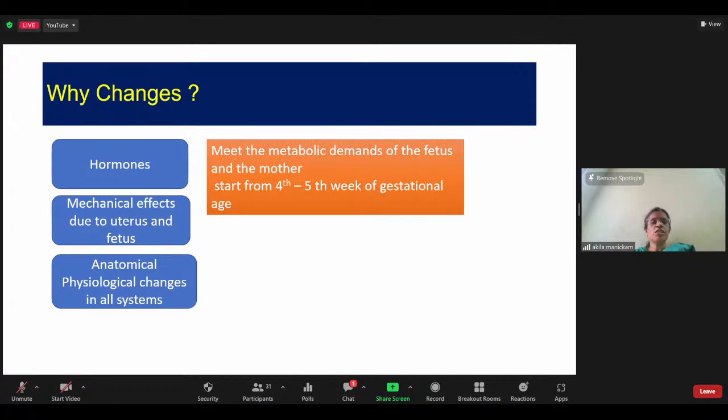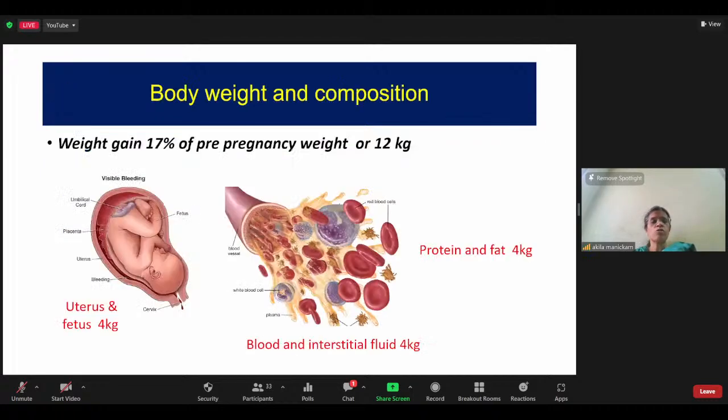Why do we need these changes? Basically, these changes occur to meet the metabolic needs of the fetus and the mother. These changes start as early as the 4th to 5th week of gestational age. And when you look at the resolution of these changes, they vary. They do not go simultaneously or in a sequential manner. They vary between 16 hours to 12 weeks postpartum. So for all the changes in pregnancy to wear off, it really takes 12 weeks postpartum.